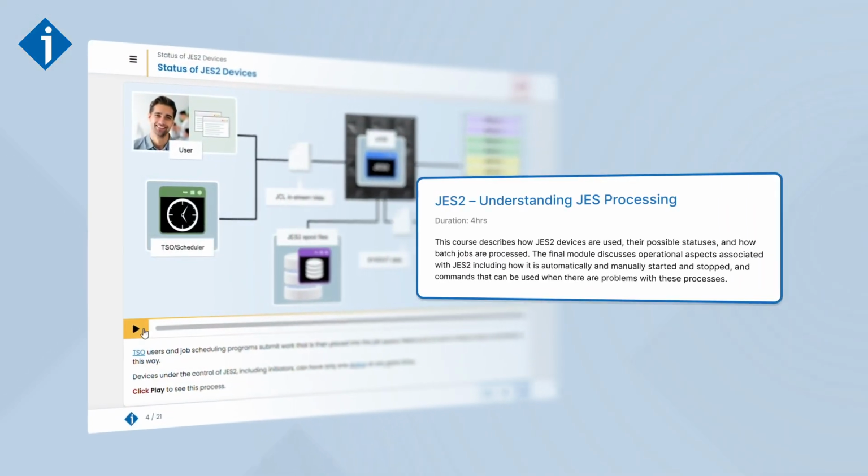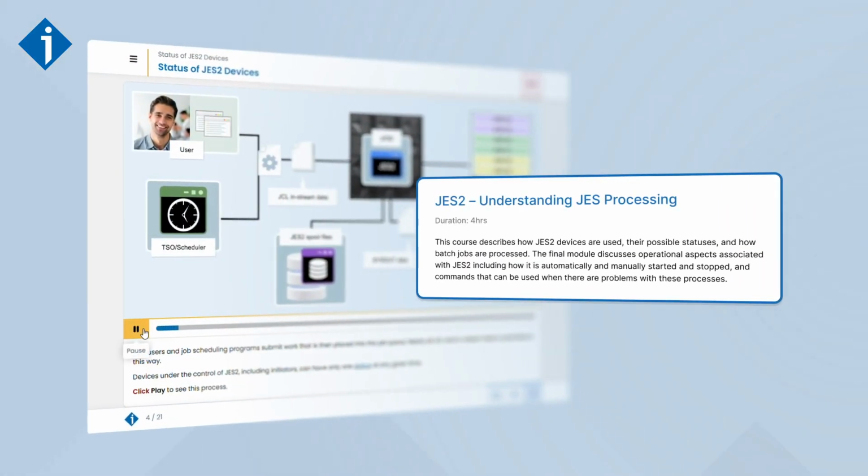The Understanding JES2 Processing course delves deeper into job and output processing on the mainframe. It is invaluable for operators and system programmers as it discusses the types of devices that JES2 uses, describing the status they may be in and the attributes that can be defined to them. It also provides scenarios where JES2 has failed or may need to be stopped and how to get it up and running again.